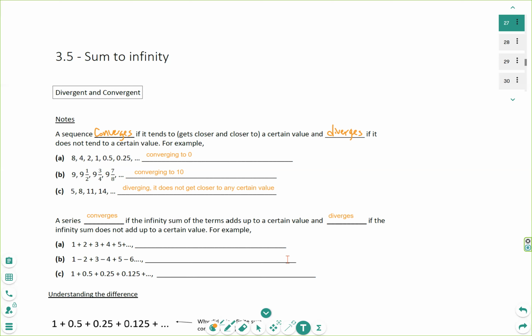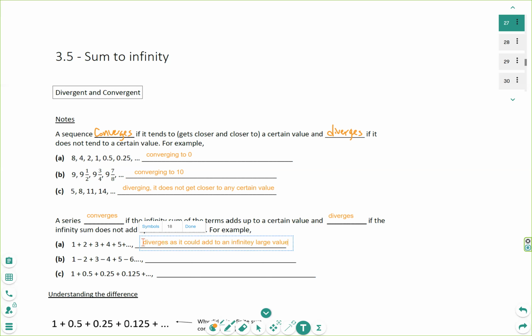Now, if you keep adding all these numbers up to infinity, does it add to a certain number? No, it doesn't, because you keep adding numbers and it becomes bigger and bigger until where? You don't know. So it diverges, as it could add to an infinitely large value.